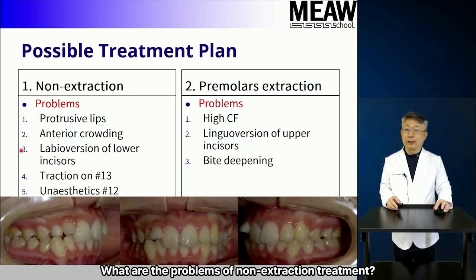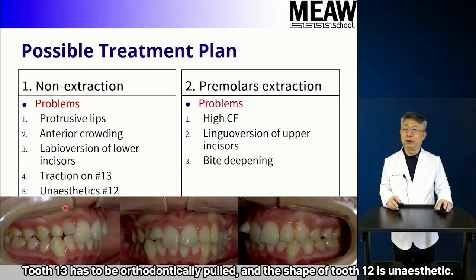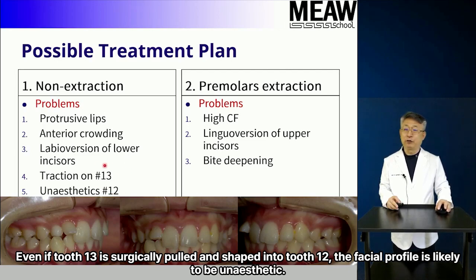What are the problems of non-extraction treatment? Lip protrusion will be more severe. Tooth 13 has to be orthodontically pulled, and the shape of tooth 12 is unaesthetic. Even if tooth 13 is surgically pulled and shaped into tooth 12, the facial profile is likely to be unaesthetic.